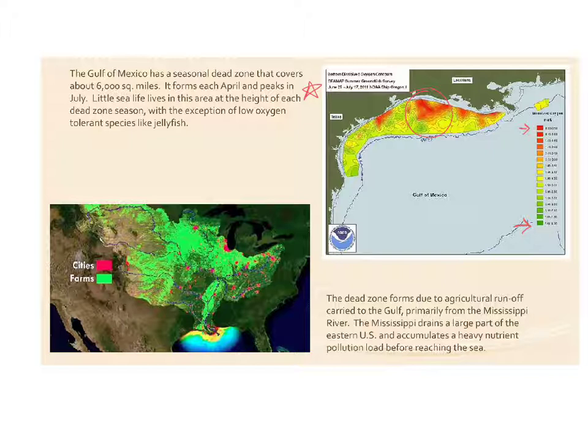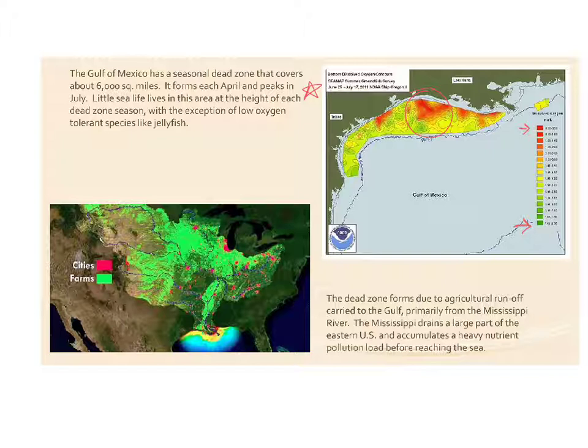There's very little sea life that lives in this area, especially at the height of each dead zone season. The only species that you find aquatically there is low oxygen tolerant species. Jellyfish are abundant. They don't really care about the low oxygen conditions, so they float through there. But with the exception of jellyfish and some other low oxygen tolerant species, it's pretty dead.